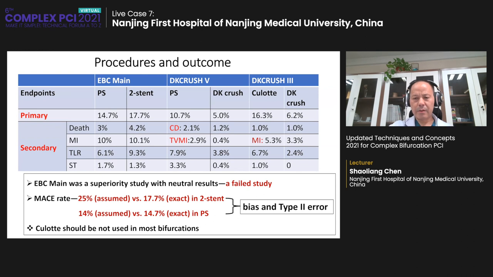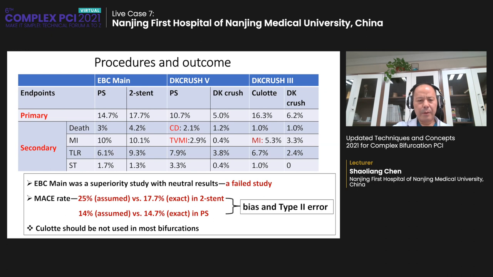So again, let's go back to the procedure and outcome comparison between EBC MAIN, DKCRUSH-V and DKCRUSH-III, which was published a few years ago and compared DK crush and culotte stent technique. Even though there are slight differences in primary endpoint between these three studies, the consistent finding was the high rate of MACE after culotte stent technique. As you see, it was 16.3% in DKCRUSH-III, very similar to 17.7% in the EBC MAIN study.